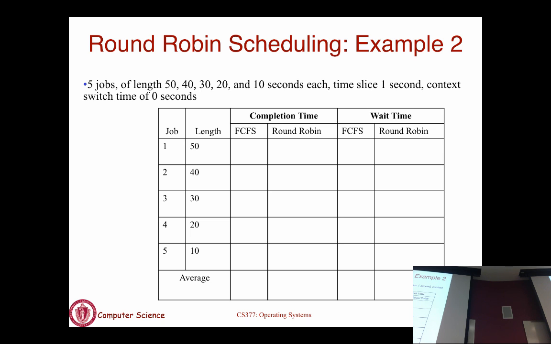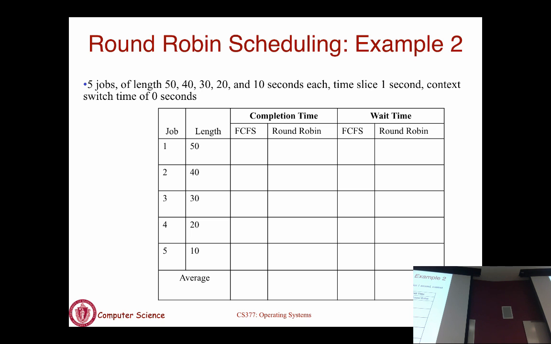So in this case, if you do FCFS, they'll run in the order 1, 2, 3, 4, 5. Job 1 will finish at time 50. That's its length. Job 2 will finish at time 90, because it starts at 50 and it computes for another 40 seconds. So it finishes at time 90. This one finishes at 120. This is going to be 140 and this is 150. So at time 150 they will all finish.